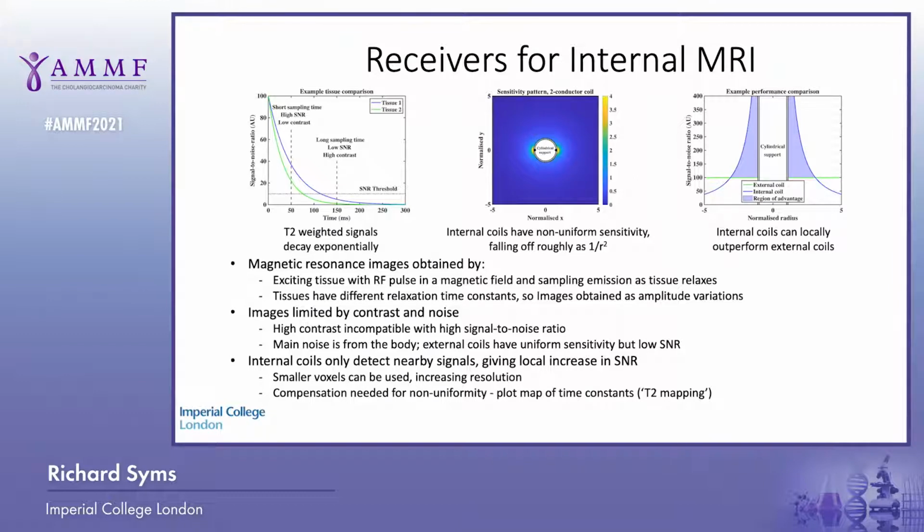So that's the basic idea, but we have to take one more step. Because the coils themselves are non-uniform, we need to try and avoid that turning into a variation in image brightness. And the way we do that is to plot the images rather differently. Rather than plotting images as black and white variations in brightness, we plot the variations of the decay constants of the tissue. These are unaffected by sensitivity variations, and this process is called T2 mapping.